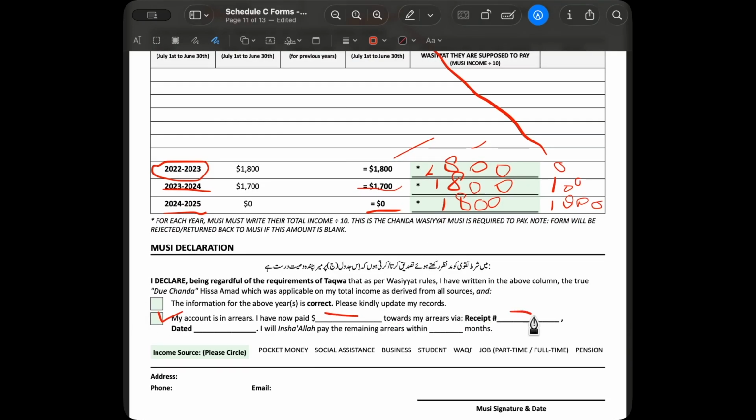Then he will pay that amount, and if he pays the arrears, he will write down the amount here, receipt here, date here, and then if there are any remaining arrears left, he will write down in how many months he will pay those. And then let's assume he had a business right here, and then the sign and date.